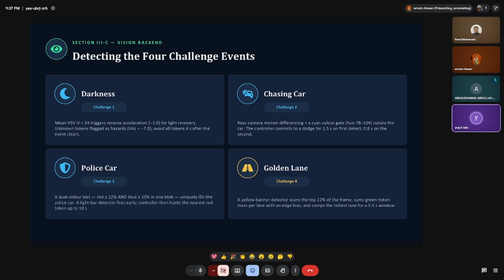The third challenge is the police car. A dual color test, red more than 12% and blue more than 10% in one blob, uniquely identifies the police car. A light bar detector fires early. The controller then hunts the nearest token, up to 10 per second. The fourth challenge is the golden line. A yellow banner detector scans the top 20% of the frame. It sums green token mass per lane with an edge bias and counts the richest lane for a 5.5 second window.